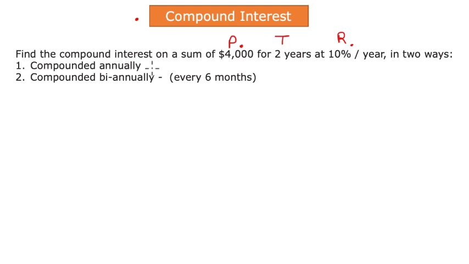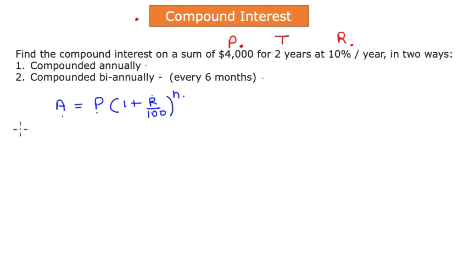And we have to do it in two ways, compounded annually and compounded biannually, meaning interest is calculated every 6 months. Now we know that the formula for calculating the total amount due for compound interest is A, the total amount, equal to the principal times (1 plus R over 100) to the power n, where R is the rate of interest per period and n is the number of periods in question, correct?